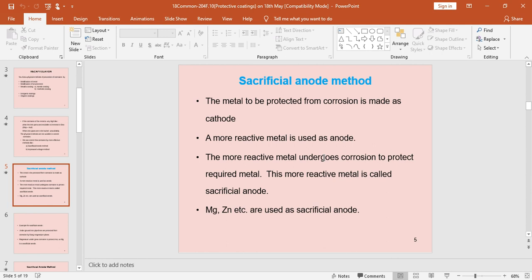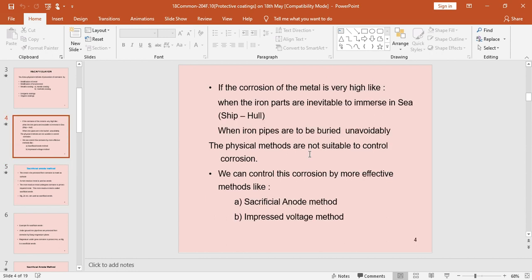Listen, there are some important points regarding cathodic protection. In this method, the metal to be protected from corrosion is made a cathode by connecting it with a more active metal or by applying impressed voltage. The more active metal acts as an anode and undergoes corrosion in order to protect the base metal from corrosion. So cathodic protection, we already discussed the sacrificial anode method, and also the next one, the impressed voltage method.